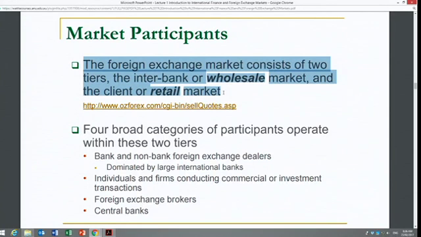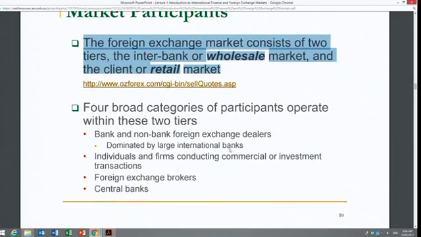Now, what about the client or retail market? That would be like us going to, let's say, Westpac, and saying, I want to buy some US dollars. Could you do some exchange for me? So you have Aussie dollars in your wallet, and you want to exchange for US dollars. You are effectively buying US dollars from them and selling Aussie dollars to them. And that segment represents the retail market. And then within these two tiers, we have four broad categories of participants.